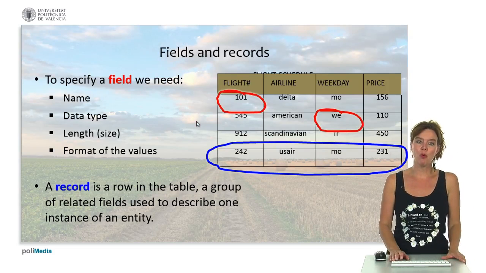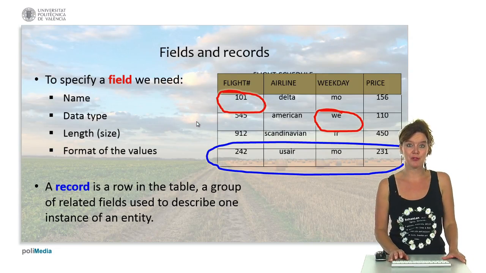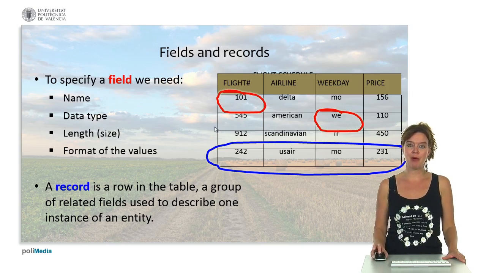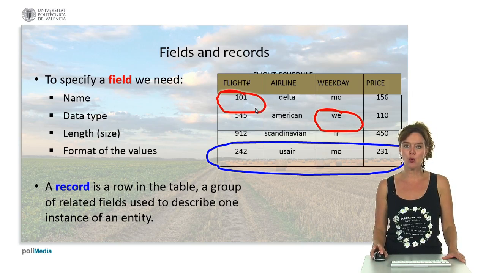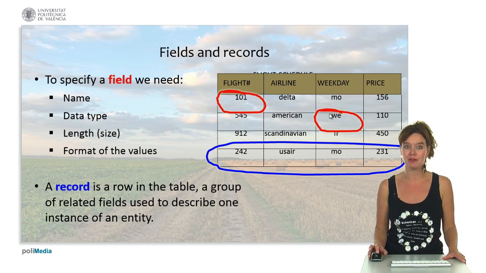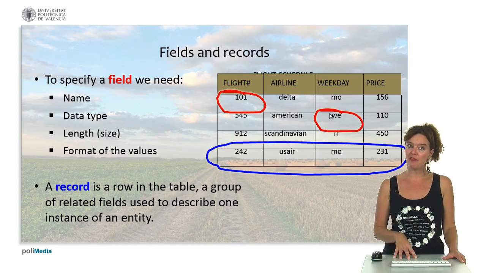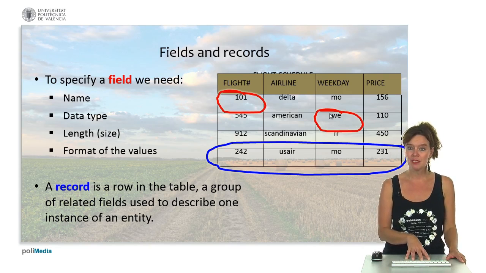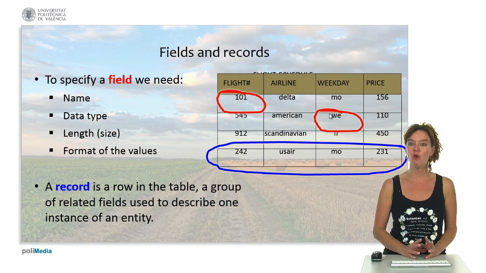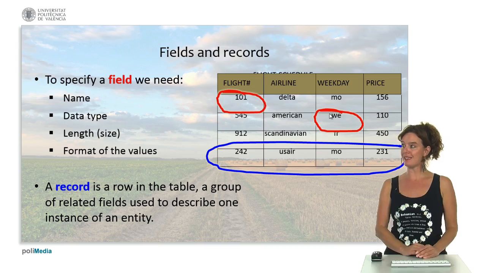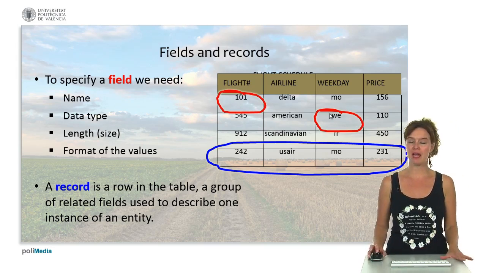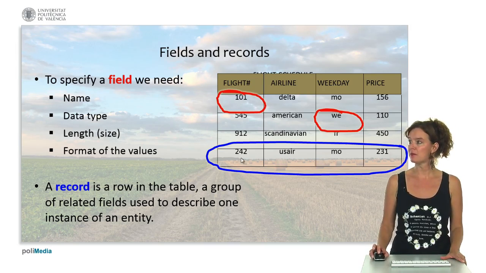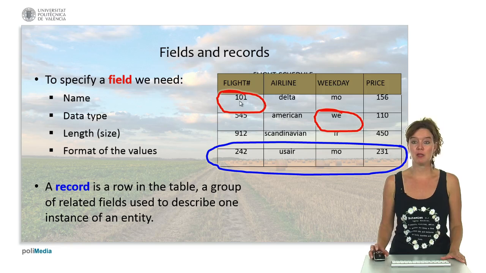So let's look at some more terminology related to tables. Tables specify fields and records. So a field, which you can see here in red, every one of these squares in this table is a field. And to specify a field, what we need to indicate is the name, the type, its length, and the format of the values. So if we look at this example for the flights, we see that here we have a field, the name is flight number, the data type is an integer.